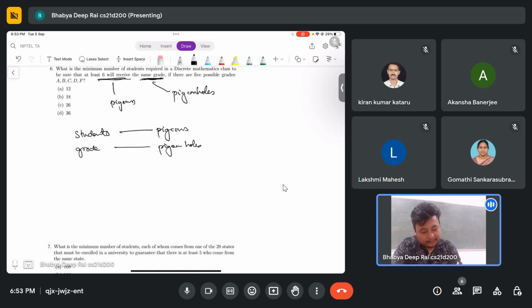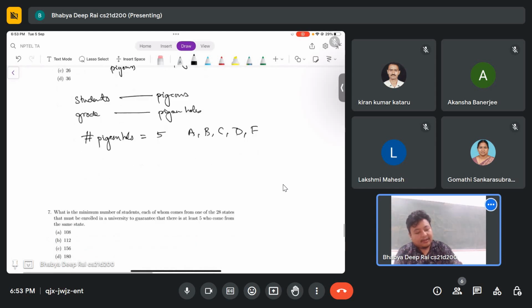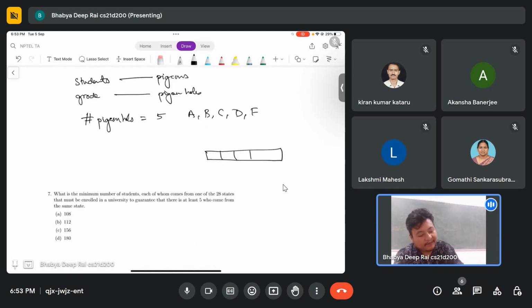Now how many pigeonholes are there? The number of pigeonholes equals 5. Why? Because they are A, B, C, D, F. These are the holes. So the idea is as follows. I make 5 holes. Then I look at each student, and I put the student in the hole with whatever grade they receive. Let's say there are 5 students. I put one student here, another here, another here, another here, another here.